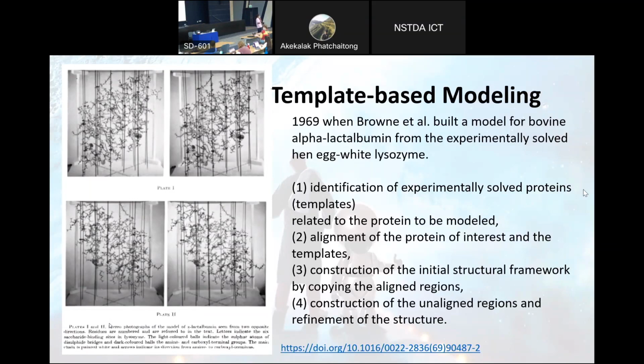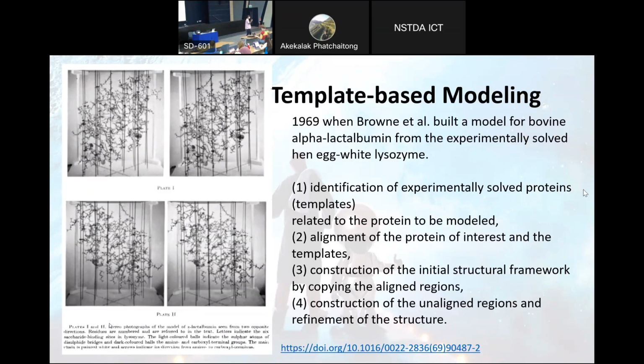And there's no visualization available. So they created a wire structure. And when I went to Purdue, I saw some of those wire structures. They're still kept there. You can go around and see them, for a different protein though.